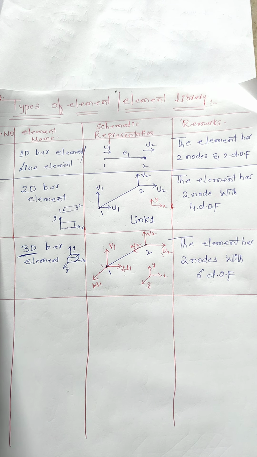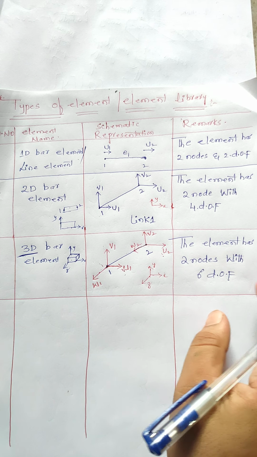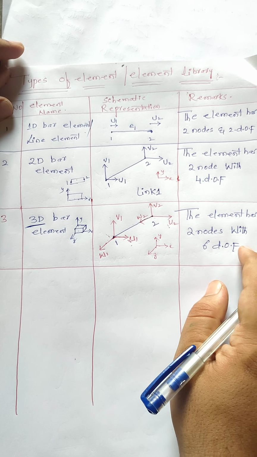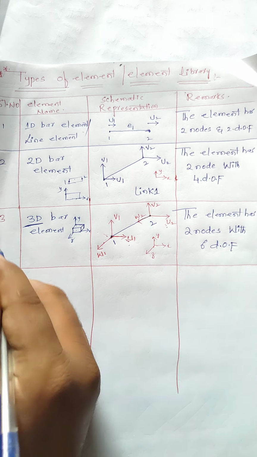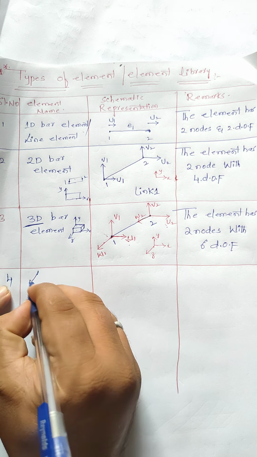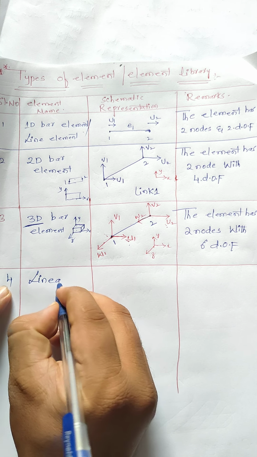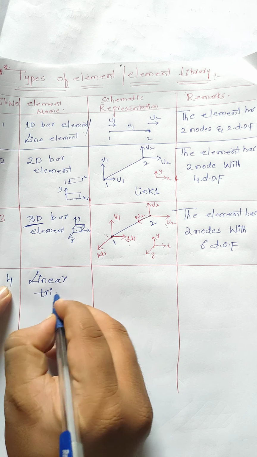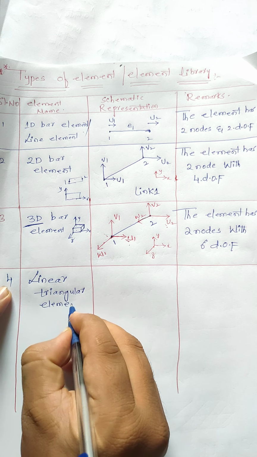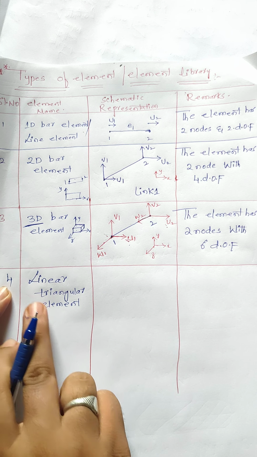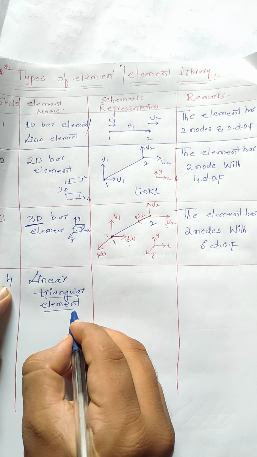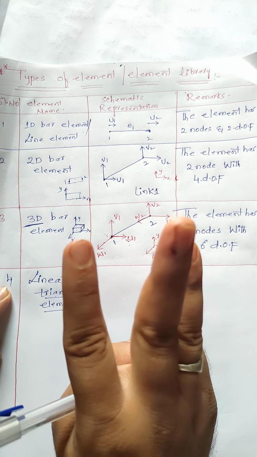the next one, serial number 4, is the linear triangular element. Okay dear, we are talking about the linear triangular element. So let us see, a triangular element has how many nodes here? Total 3 nodes.